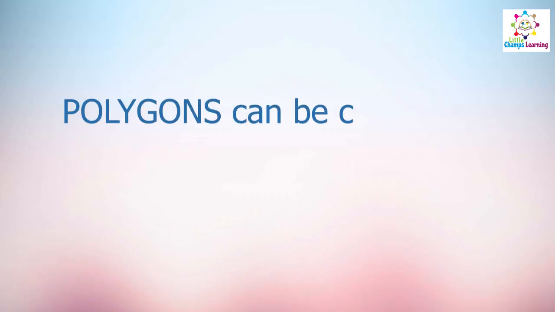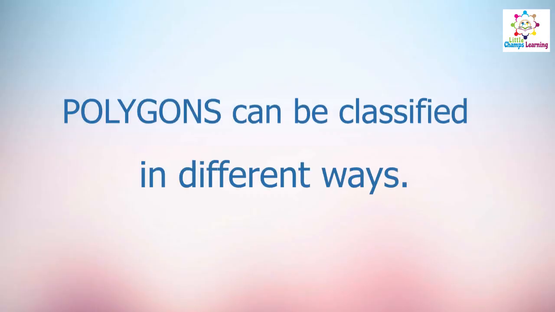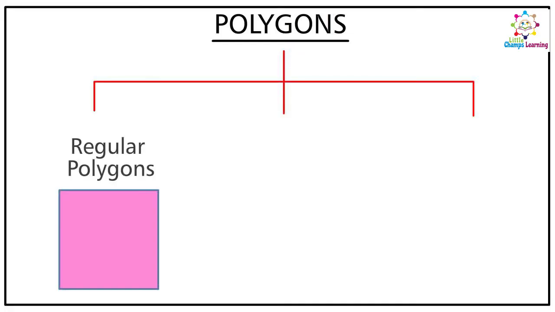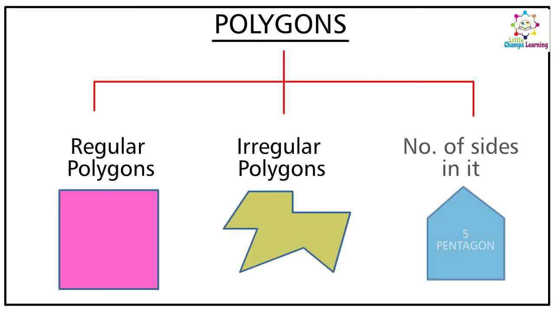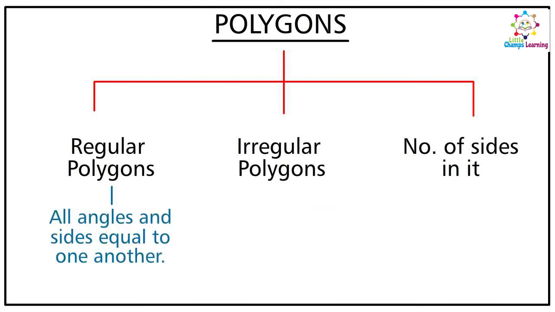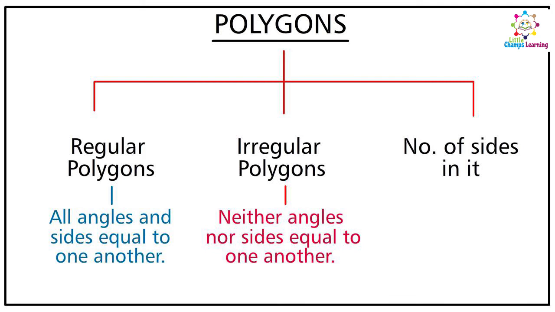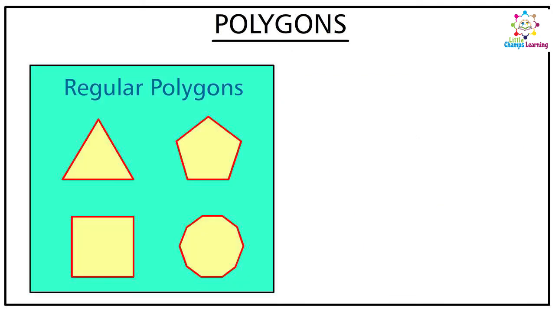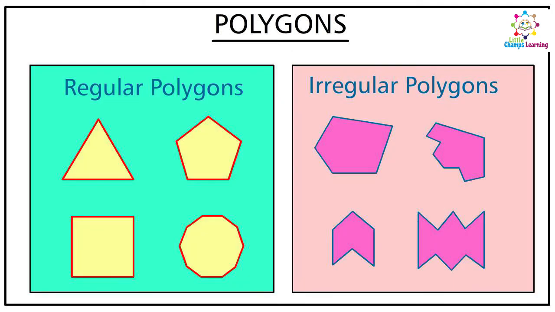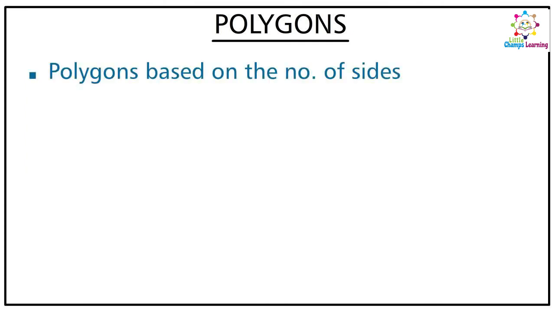Polygons can be classified in different ways. You can see they are classified as regular, irregular, and depending on the number of sides they have. A regular polygon has all sides and all angles equal, whereas an irregular polygon does not have all angles nor sides equal. Here you can see some examples of regular and irregular polygons. They can also be classified depending on the number of sides.